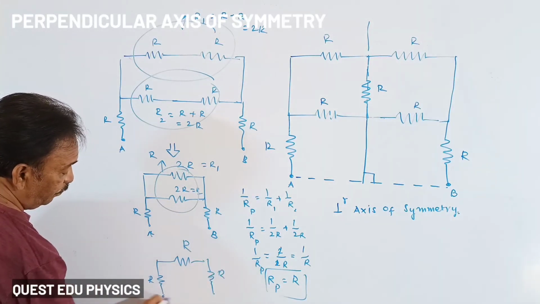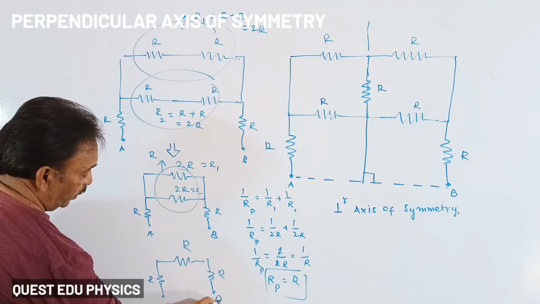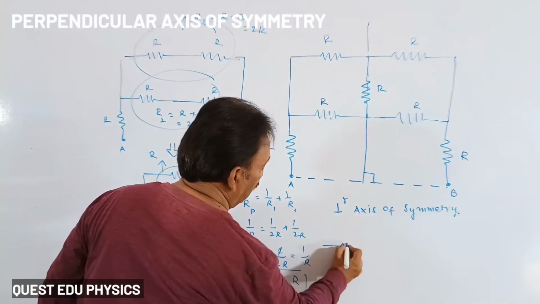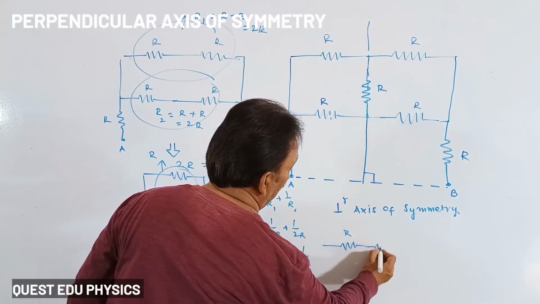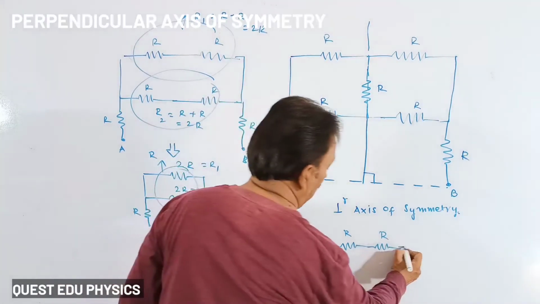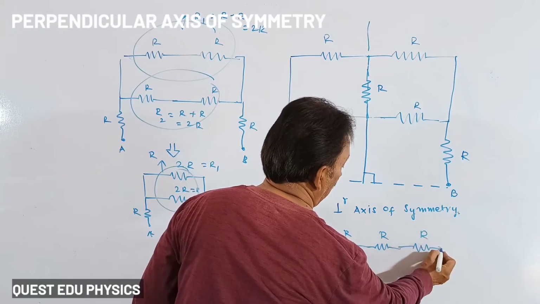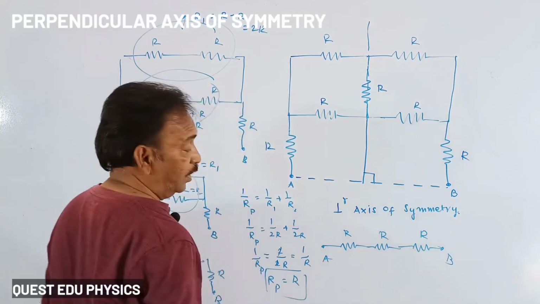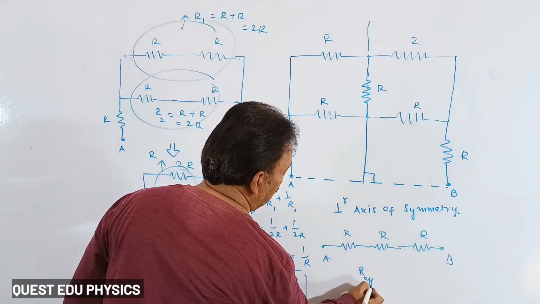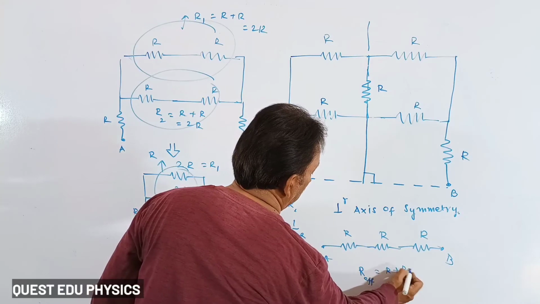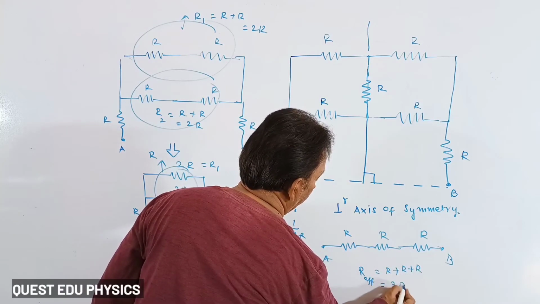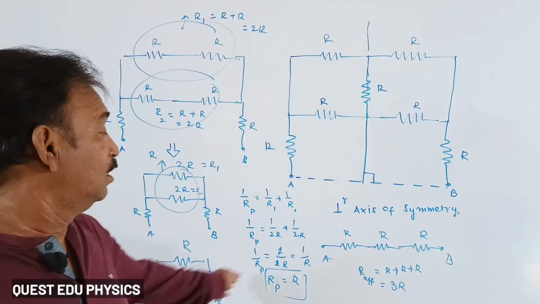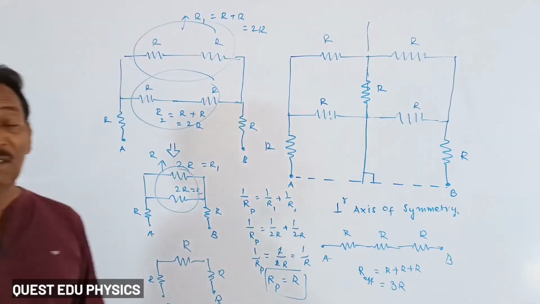R. This one is A and B. If you make them straight, they appear to be in series. That means you can redraw this. It is R, and we have one more R, and it is R. These are the points A and B. R plus R plus R. Since they are in series, the effective resistance is the sum of the three, R plus R plus R. In this way, you can find out the resistance by using the perpendicular symmetry.